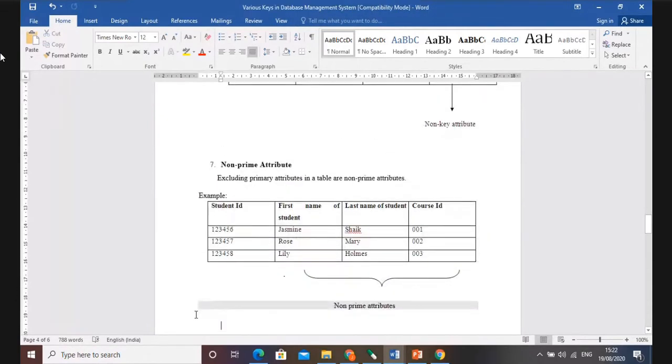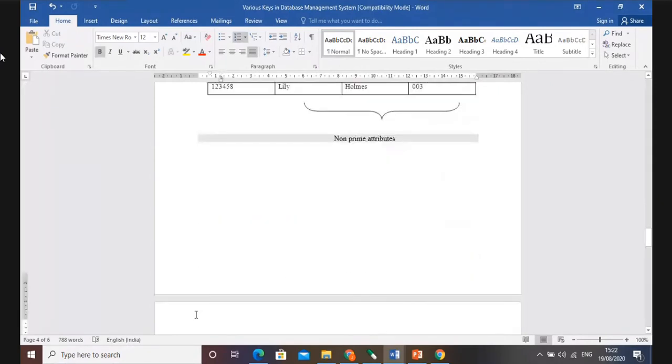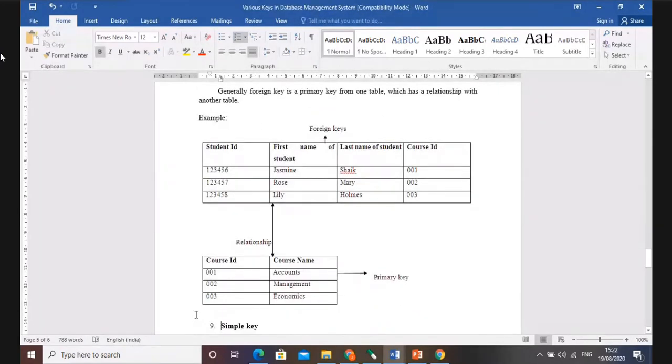Then non-prime attributes: other than the primary key attribute in your table, the rest are non-prime attributes. Exclude your primary key part and all the remaining attributes will be your non-prime attributes. Foreign key is one of the important concepts. A foreign key is nothing but the primary key of another table.